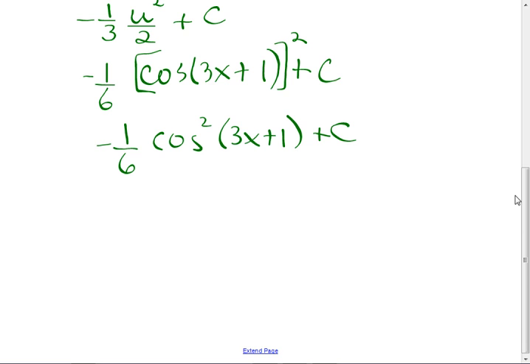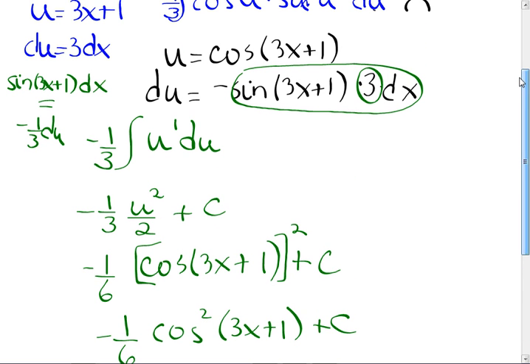Because when I did the differential du, I had, unfortunately, a negative sign and a 3. I didn't want that. Well, you were going to get a 3 anyway. So the way to get rid of that is to divide by negative 3. Now it's a good match. Some people solve for dx and substitute it in and let everything cancel out. Works too.